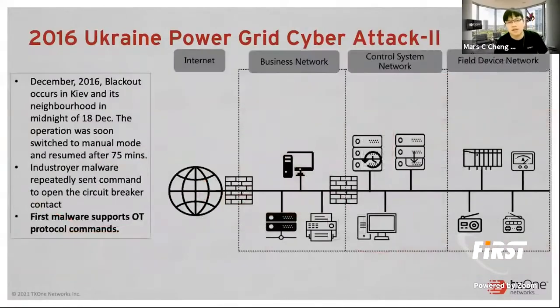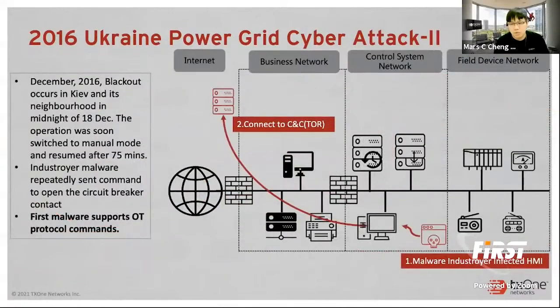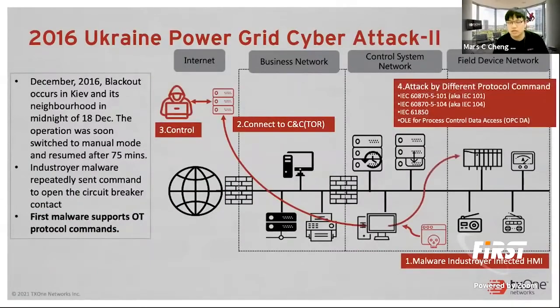And also in 2017, the malware tried to infect the HMI, connect to the C&C, and then use ICS protocols to try to perform command injection or something else with power industry protocols like IEC-101 and IEC-104. They used the power industry protocol to try to perform the attack on the power grid. This event also caused a 75-minute outage, so the power could not be used. It was also something very serious.